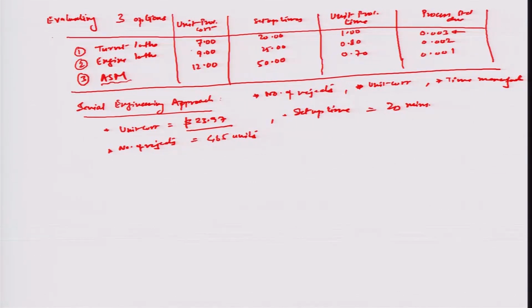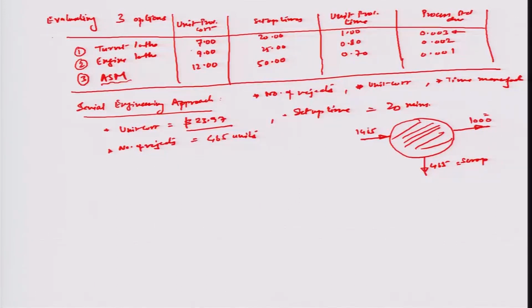So, for every 1000 pieces of production in the transformation system, you have to enter exactly 1465 pieces, out of which 1000 good pieces will emerge and 465 would be the scrap which gets produced. So the inputs were 1465, outputs 1000, scrap units 465. The number of rejects in this case was 465 units for the turret lathe. So, we are evaluating alternative 1 for the serial engineering approach. And now we would also like to calculate the manufacturing lead time here. So, let us just do that.